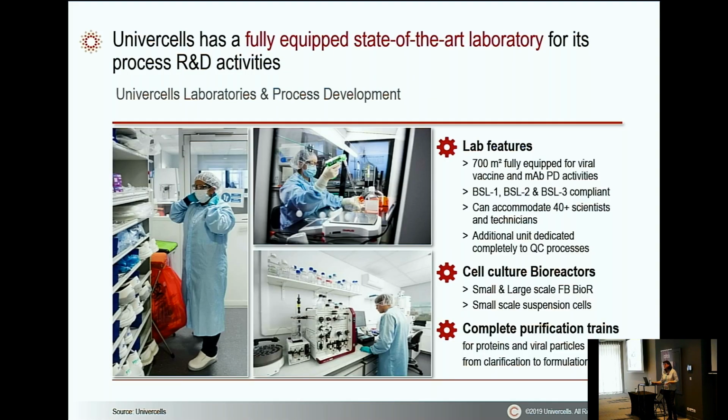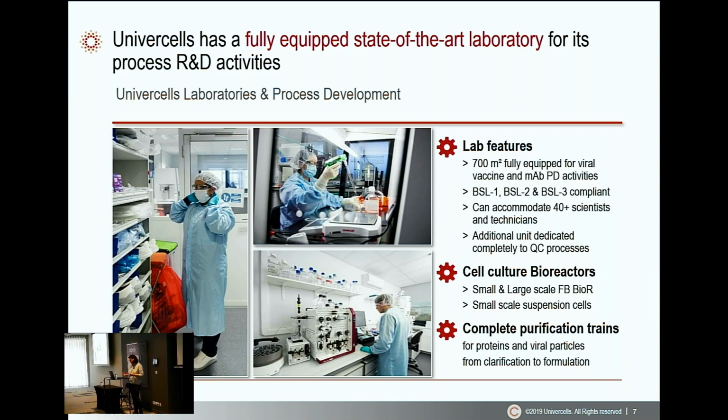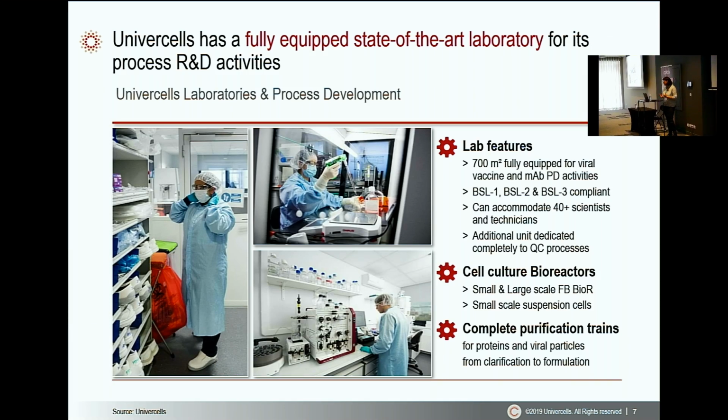So what we have is a complete laboratory to develop vaccines and biosimilars, and we have different levels, BSL1, BSL2, BSL3, which are different levels of biosecurity and biologic risk. We can also provide other types of labs, like a quality control unit. It's really interesting for small countries or countries that need help with this type of solution.